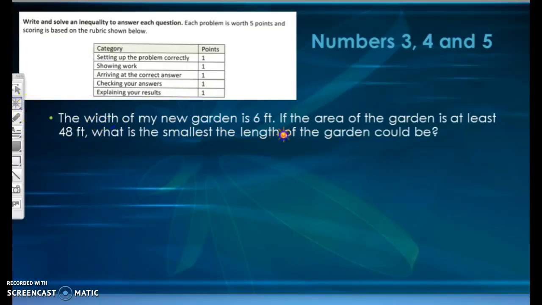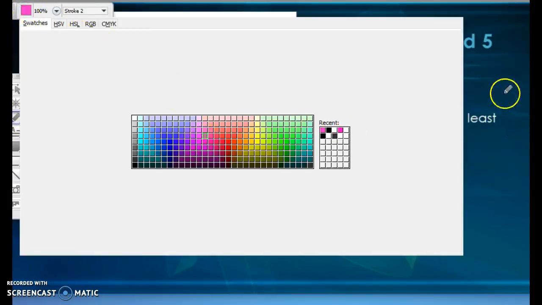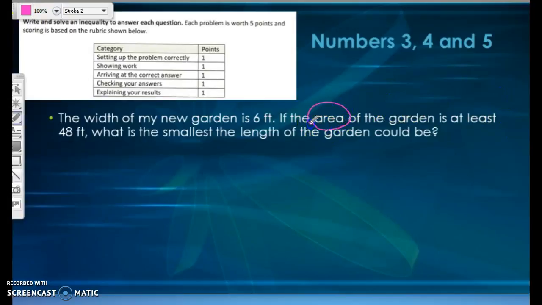The width of my new garden is 6 feet. If the area of the garden is at least 48 feet, there's that word at least again. What is the smallest length of the garden could be? Okay, so first of all, what are they talking about? They're talking about area, and we need to remember something about area, don't we? What is the formula for area? Area equals length times width, right?